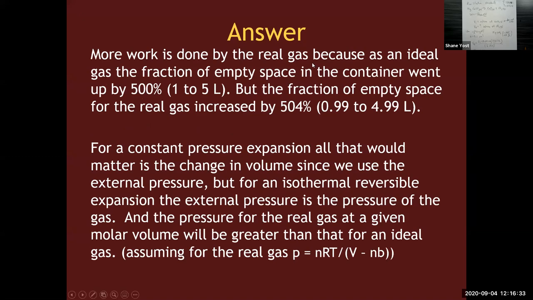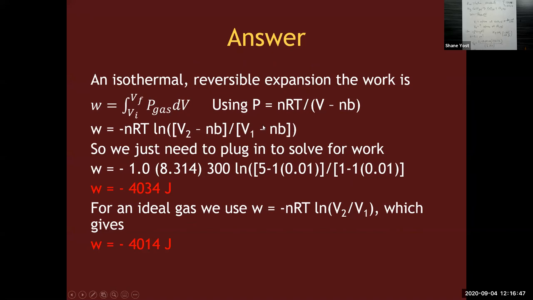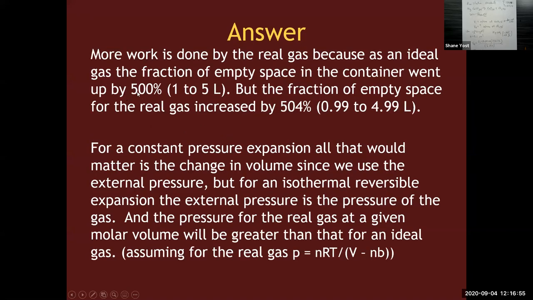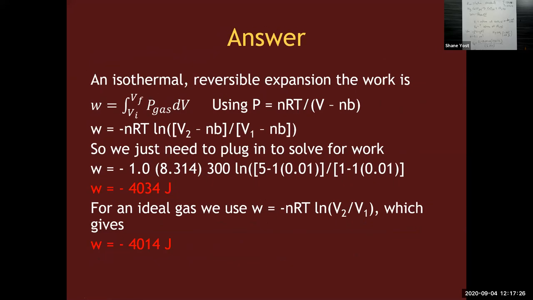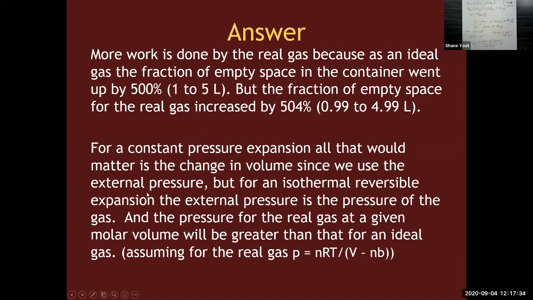The more work is done by the real gas because, for an ideal gas from 1 to 5 liters in this problem, you're changing the volume by about 500%. If you look at this equation, we're taking the ln of the ratio of the volumes. This 500% change for the ideal gas is less than that for the real gas, which is changing by 504%. The ratio of 4.99 to 0.99 is 504 percent, versus the ratio of 5 to 1, which is 500%. So you have a greater percentage change in the volume of your container, because some of that container is being occupied by the gas itself for this real gas. And that's why you have a greater amount of work being done for the real gas than the ideal gas.